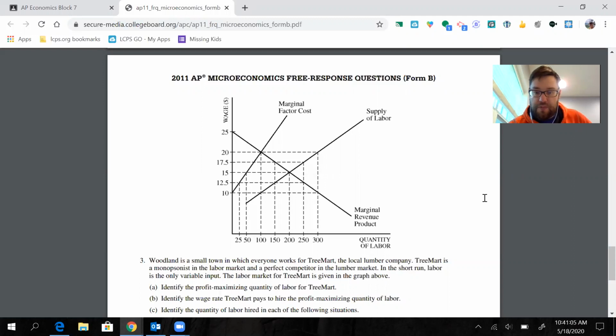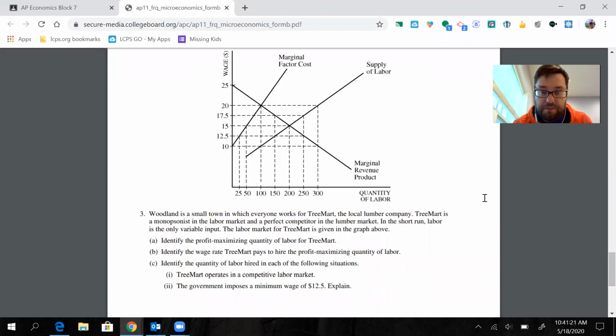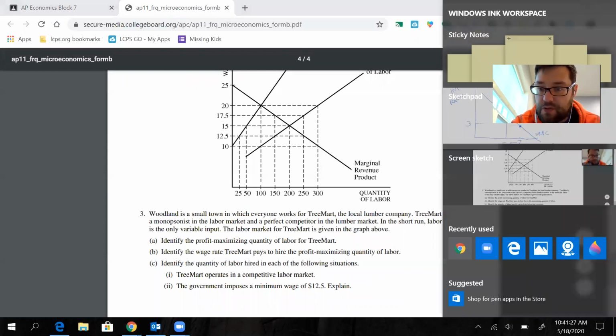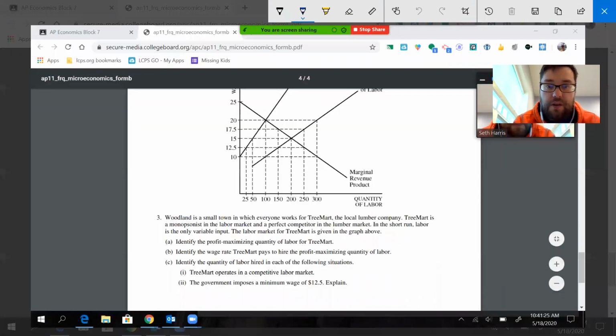And they are a perfect competitor in the lumber market. So they are price takers in the lumber market, but monopsonists in the labor market. And in the short run, labor is the only variable input. The labor market, which is what these questions are dealing with, is given in the graph above. They ask us a few questions.